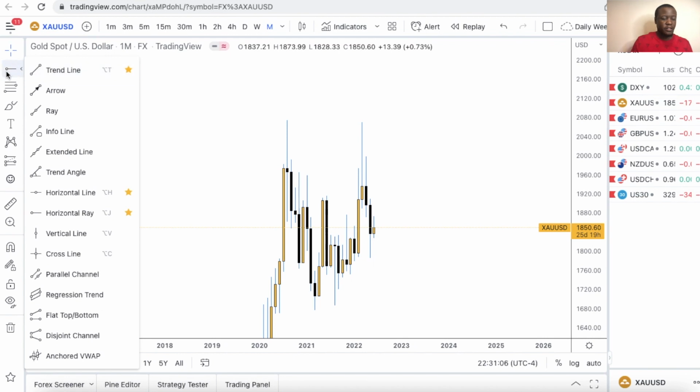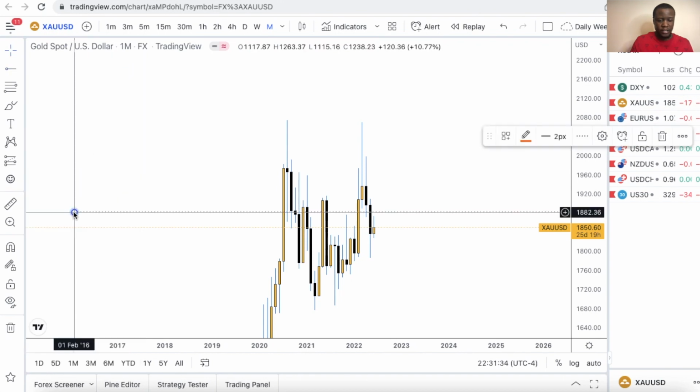So over here in TradingView, you've got all these line tools that you can use to draw lines with. I'm going to use the horizontal ray. These are the three that I will use: the horizontal line, the horizontal ray, and the trend line. So for now, I'm just going to use the horizontal ray. Okay.